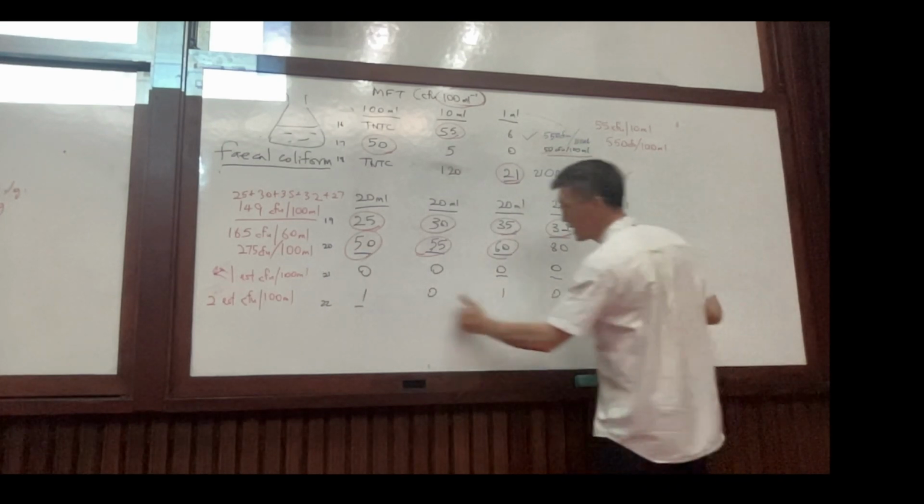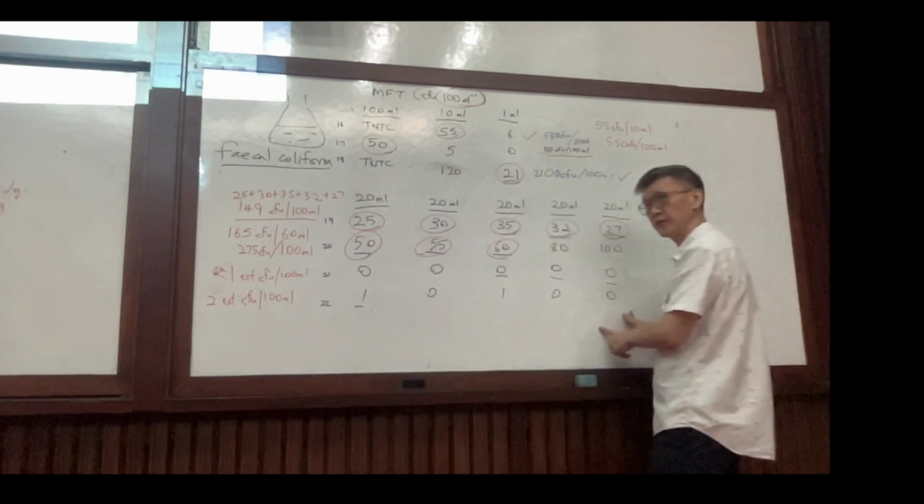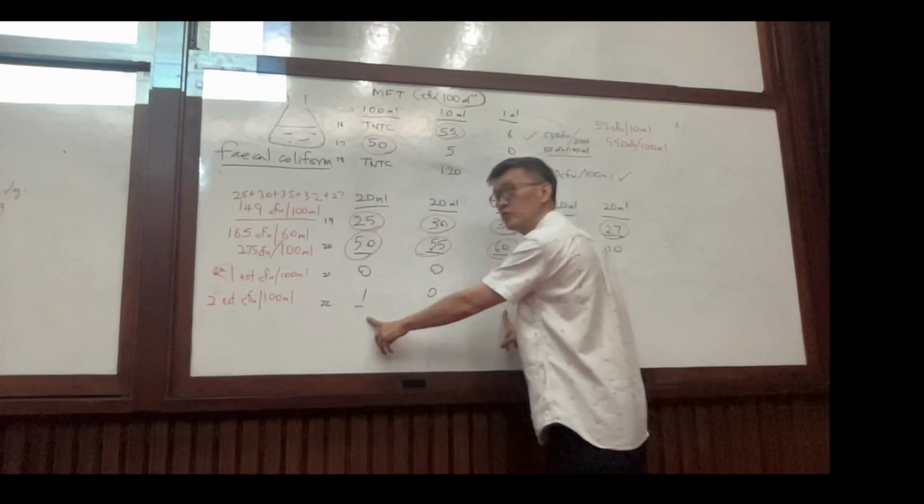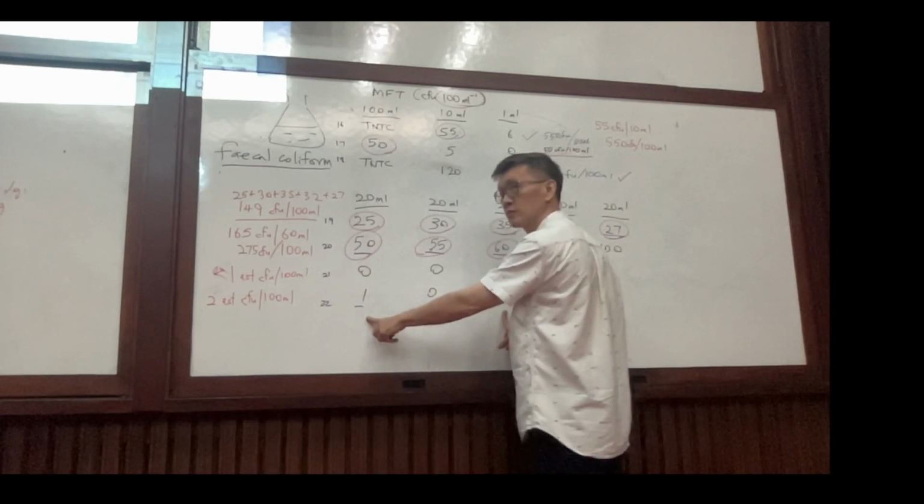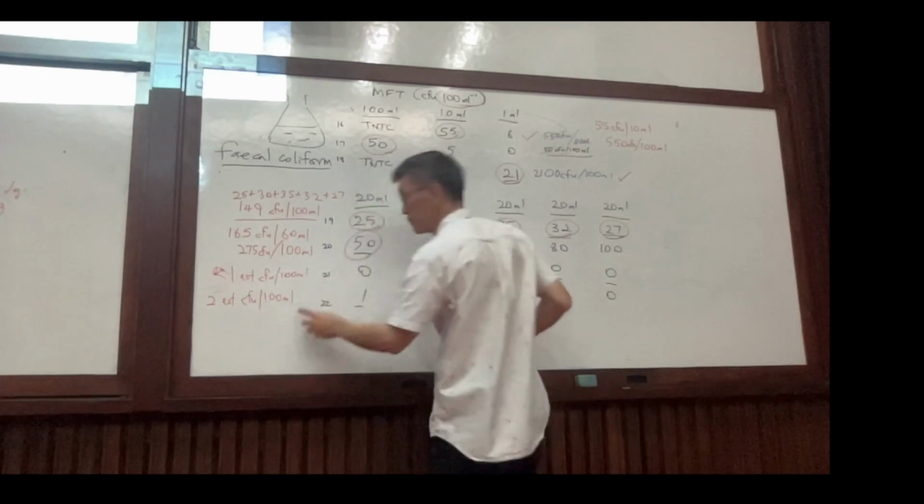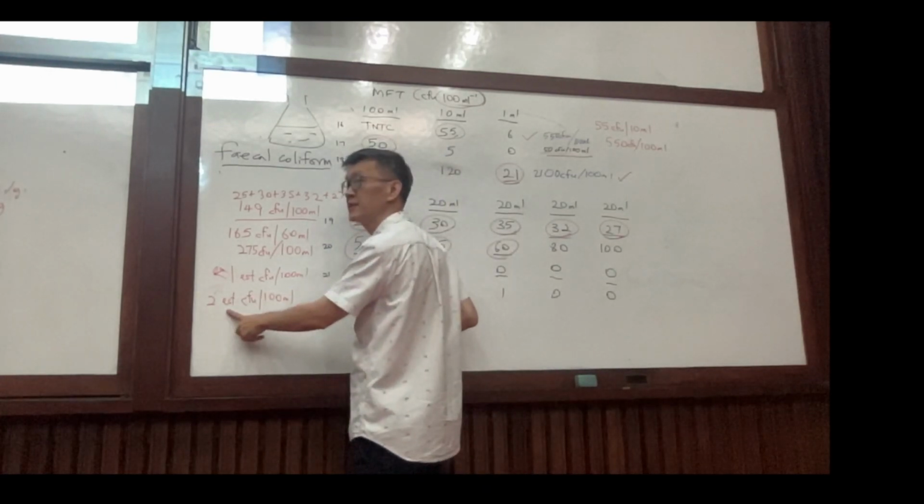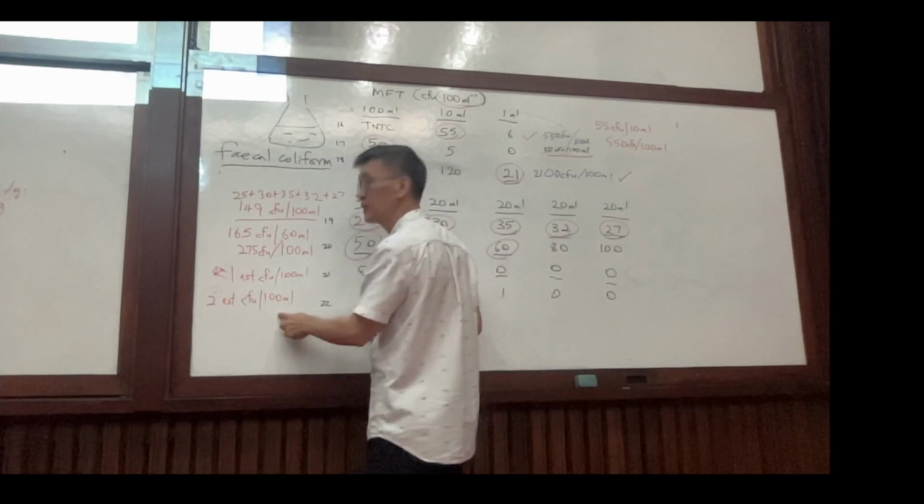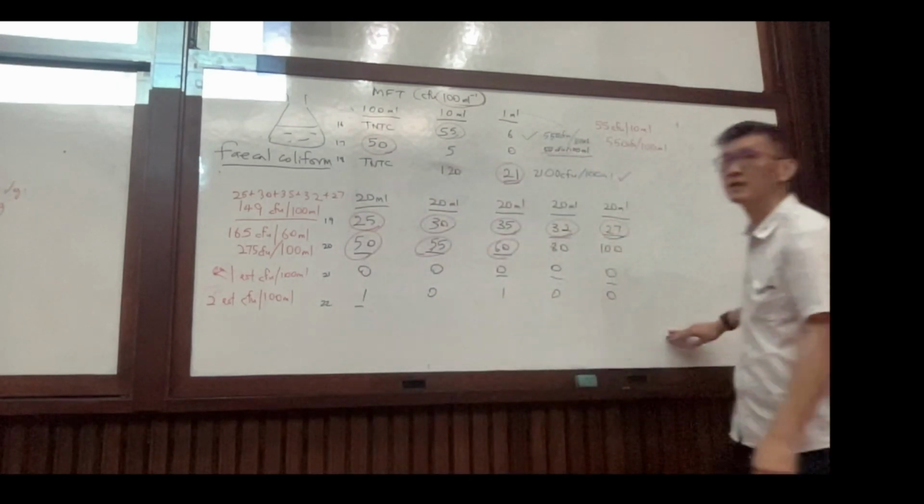But from here, the last one, all are outside the range, but there are only 2 plates with counts. So you sum this up, you become 2. But because they are out of the range, you write there EST, CFU per 100 ml, because all are 100 ml.